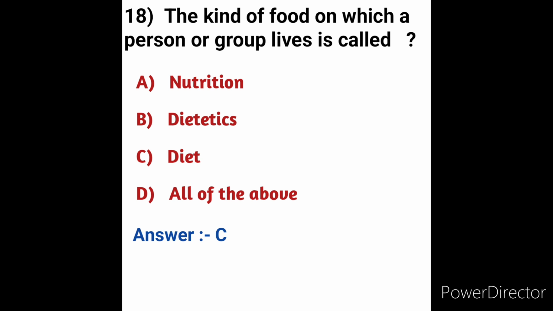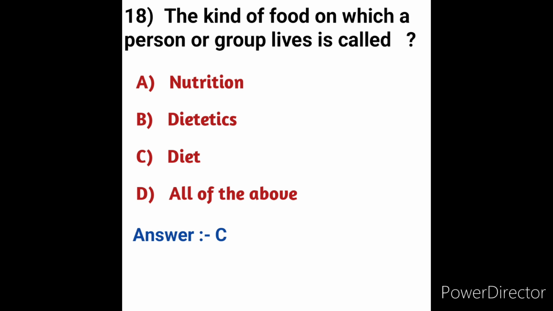The kind of food on which a person or group lives is called as. We will see the options here. Option A, nutrition. Option B, diabetic. Option C, diet. And option D, all of the above. The kind of food on which a person or group lives is called diet. Option C is the correct answer. The diet definition is the kind of food on which a person or group lives. Here in this question, option C is the correct answer, diet. Next, move on to question number 19.